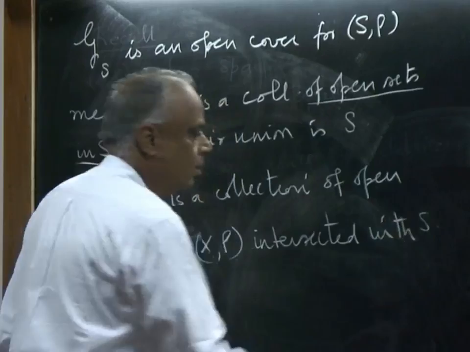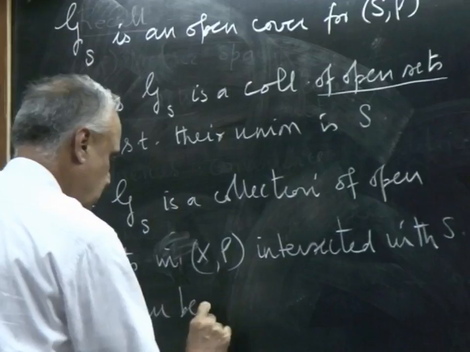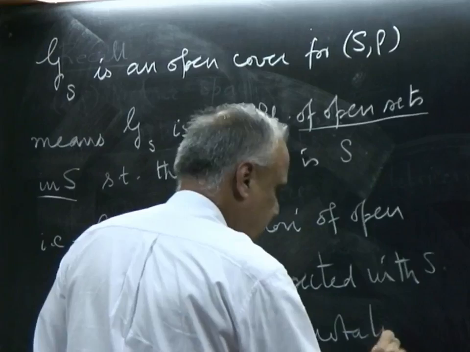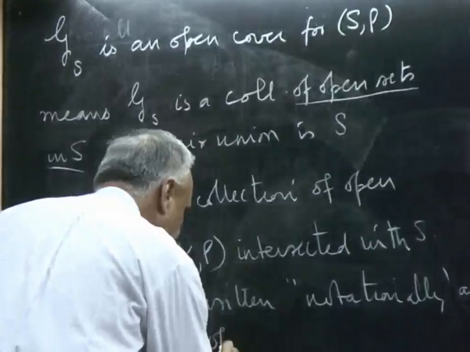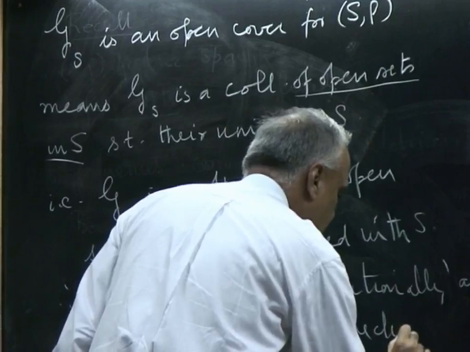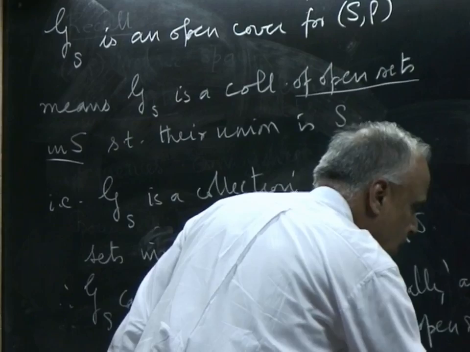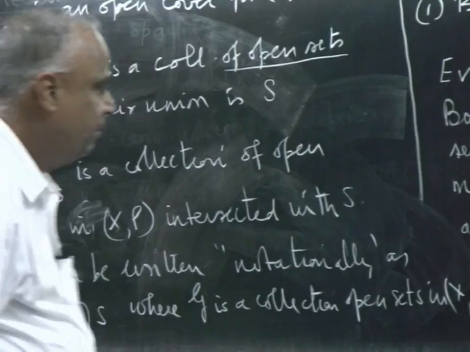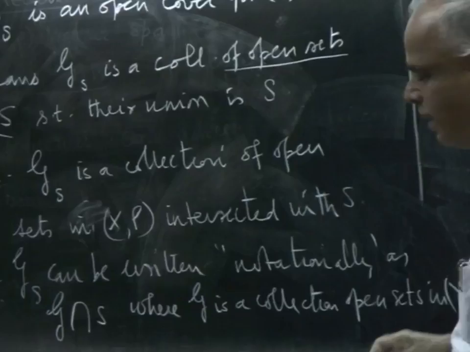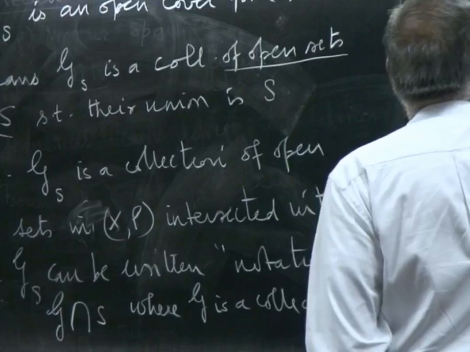Therefore, G_S can be written, I will simply write it notationally, as G intersection S. This is a notation, where G is a collection of open sets in X, rho. So, if you want to get a collection of open sets in S, all you have to do is take a collection of open sets in the big space and intersect it with S. And we have, because this is an open cover, S is equal to the union of all the G_S such that G_S belongs to the collection.